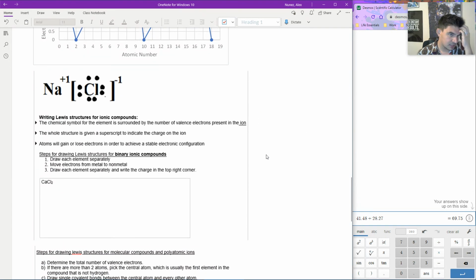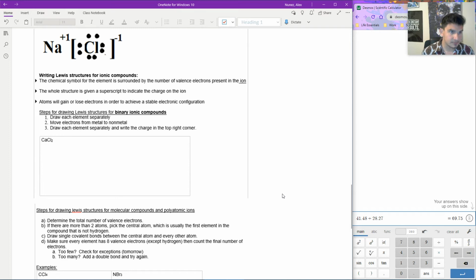And the last thing we did is we learned Lewis dot structures. Remember, this is where we focus on the valence electrons, and then we write the charges if it's an ionic compound, and we write the bonds if it's a molecular compound. So if it is an ionic compound, draw each element separately, move electrons from the metal to the nonmetal, and then write the charge in the top right corner. We will also show the nonmetal in brackets.